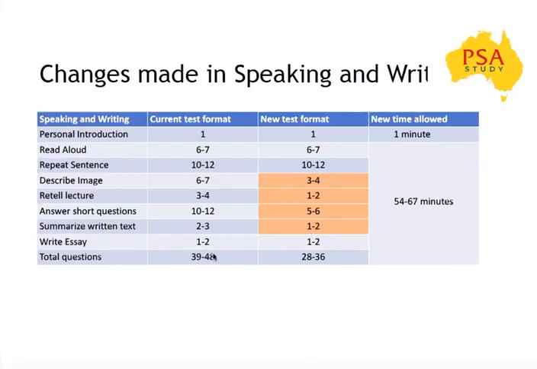So there are no changes in write essay. By just cutting down these questions, they have reduced 15 to 20 minutes. And the new time allowed would be about 54 to 67 minutes.